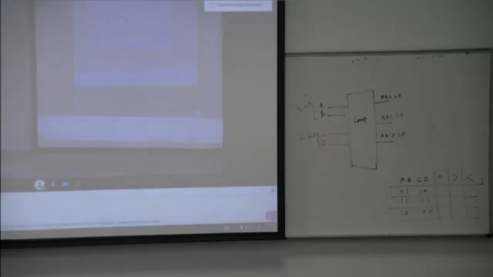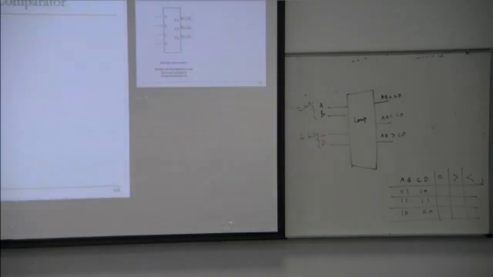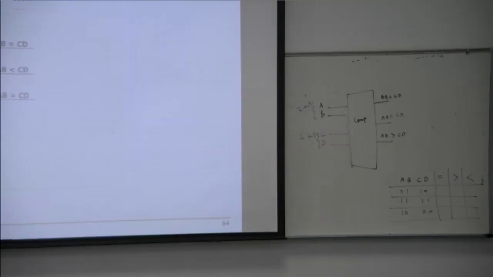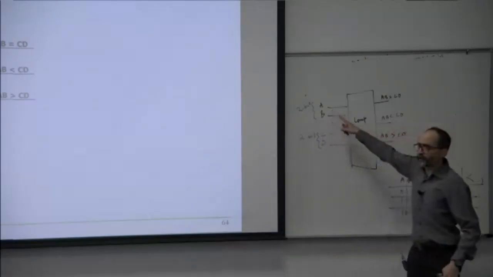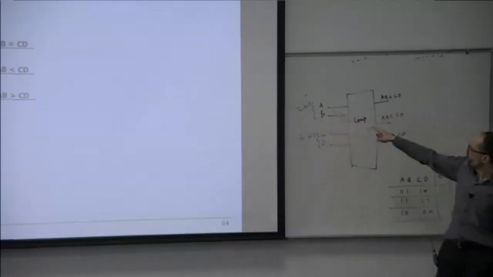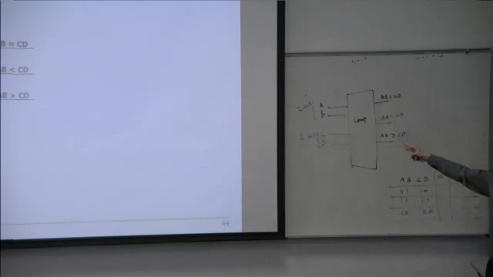Okay, hello everyone. Now we are starting another topic: how to design a 2-bit comparator using Karnaugh map. Assume this is a comparator. We are comparing two quantities, AB and CD. What is the size of AB? How many bits of data? 2-bit data. What is the size of CD? 2-bit.